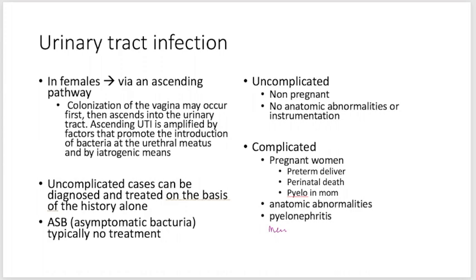The presentation is via the ascending pathway. Colonization of the vagina occurs, and then it ascends into the urinary tract and follows it up. The urinary tract is highly receptive to E. coli as the number one cause of our ascending pathogenesis. So the bacteria adhere very well to the urethral meatus, and then there's stasis of the bladder, which impairs defense against infection provided by bladder emptying. Type 1 pili help with bacterial adherence.